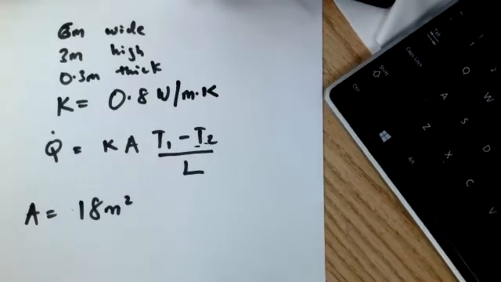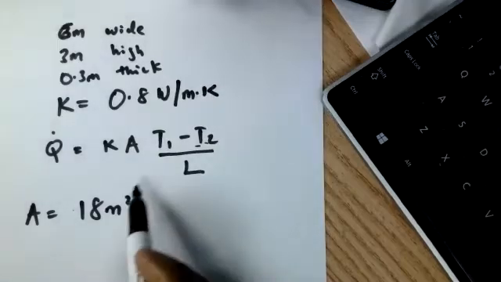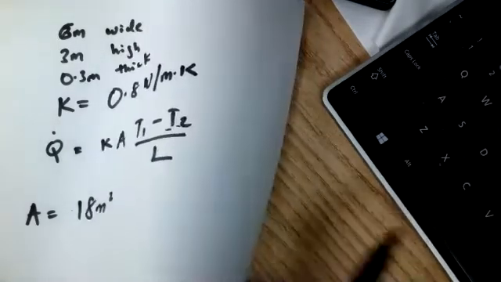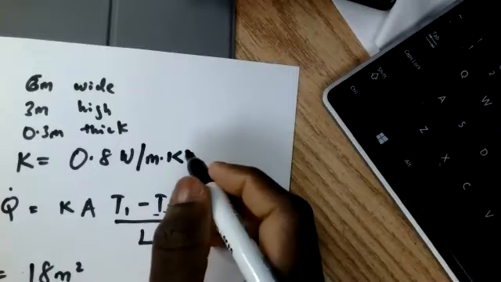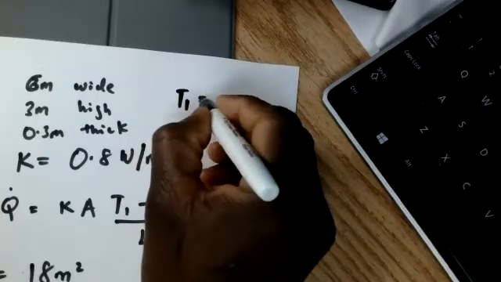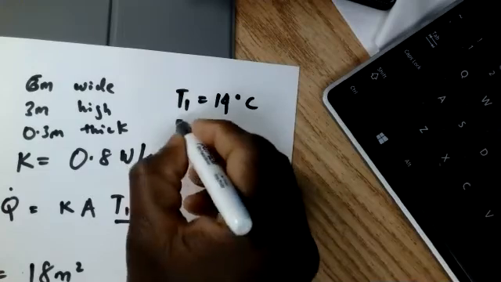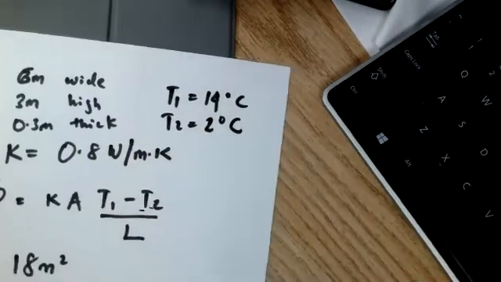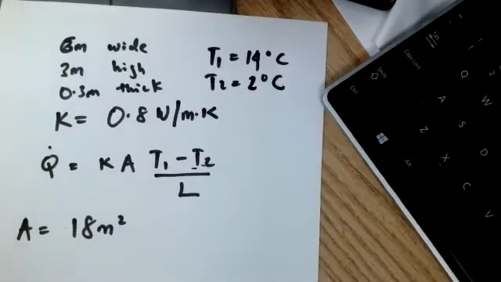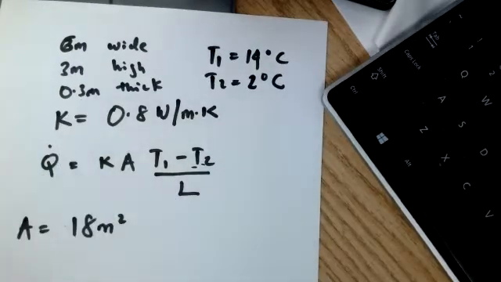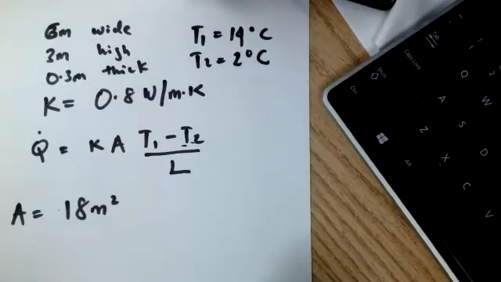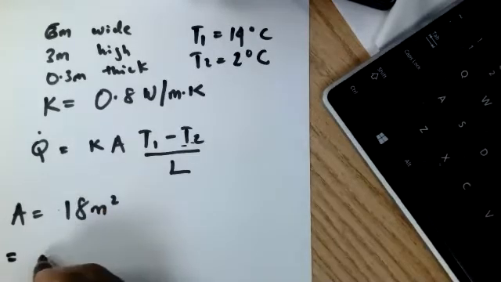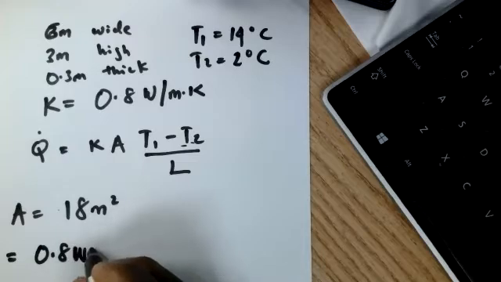Okay. Now, I'm going to go ahead and put these values in our equation. We also have T1 to be 14 degrees Celsius and T2 is equal to 2 degrees Celsius. Okay. L is the thickness, which is 0.3 meters. So we have everything we need to evaluate the rate of heat lost through the wall. Okay. So I'm just going to put this down here now. Q is equal to 0.8 watts per meter Kelvin.